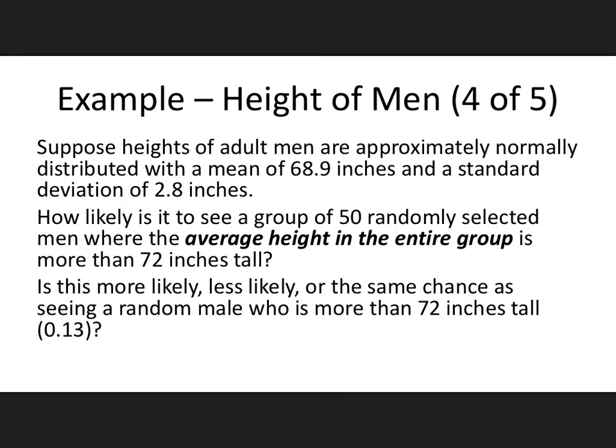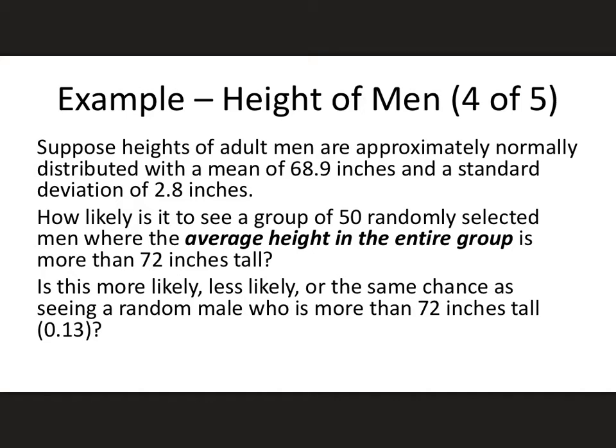So here we're saying, well, suppose the heights of men are approximately normally distributed with a mean of 68.9 inches and a standard deviation of 2.8 inches. How likely is it to see a group of 50 randomly selected men where the average height in the entire group is more than 72 inches tall? Is this more likely, less likely, or the same chance as seeing a random male who is more than 72 inches tall? And remember, that one was 0.13.